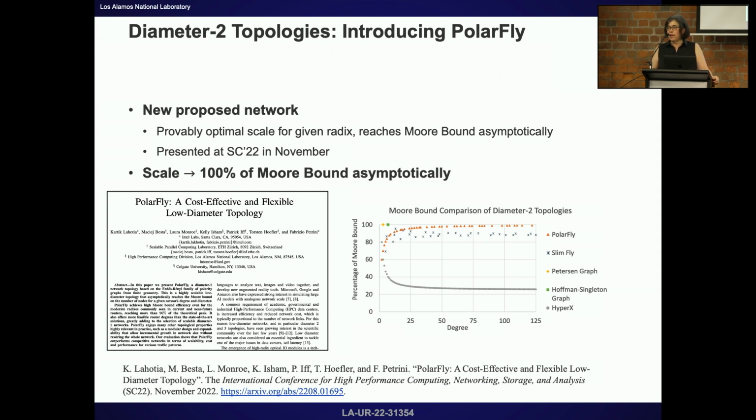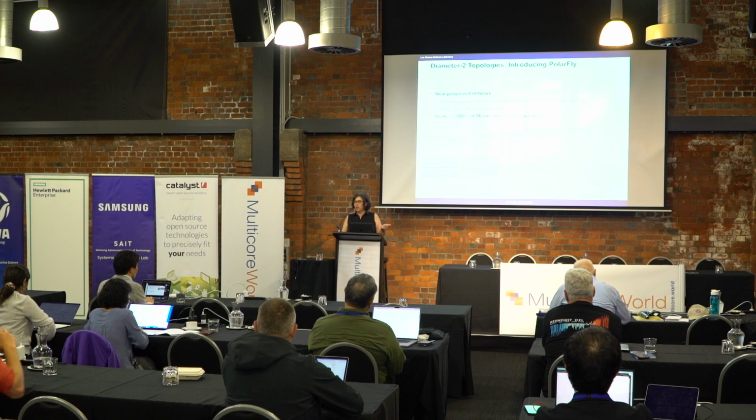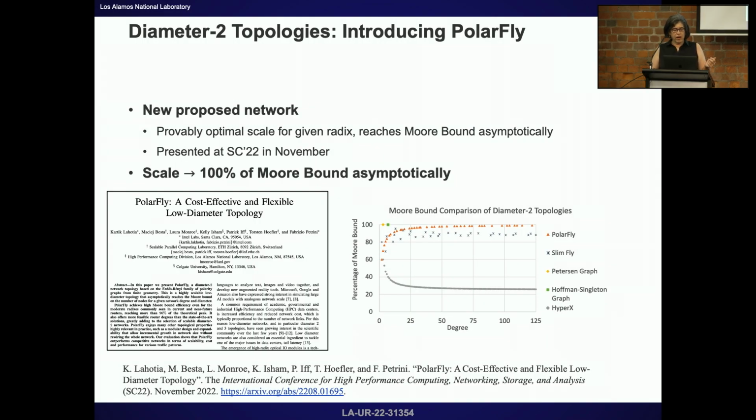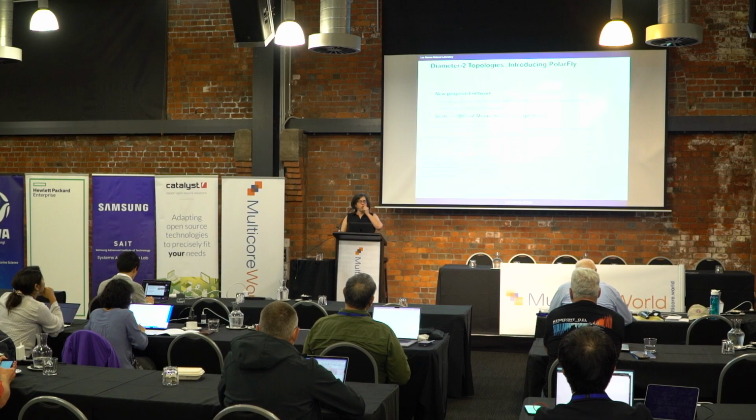So we introduced PolarFly at Supercomputing this past year, and we presented it there. Here is a Moore bound comparison of diameter 2 topologies. We've got PolarFly, and we've got SlimFly, which my colleague Maciej Besta presented several years ago. The Petersen graph is one of those little dots up near the left-hand corner that does meet the Moore bound, but there's only one of them. HyperX is that low curve right there. Even though it's used a lot, you can see it's not doing too well as far as the Moore bound goes. If you want to read this paper, it's out on arXiv. You can just search for PolarFly.